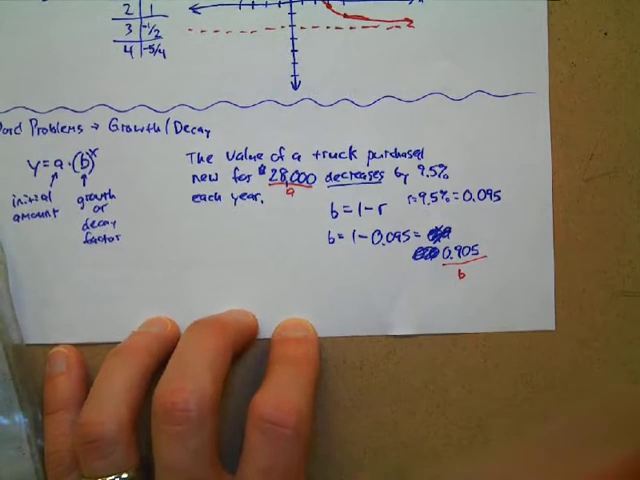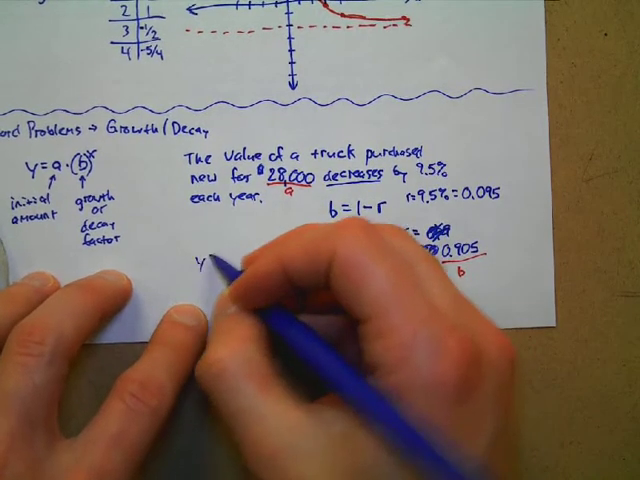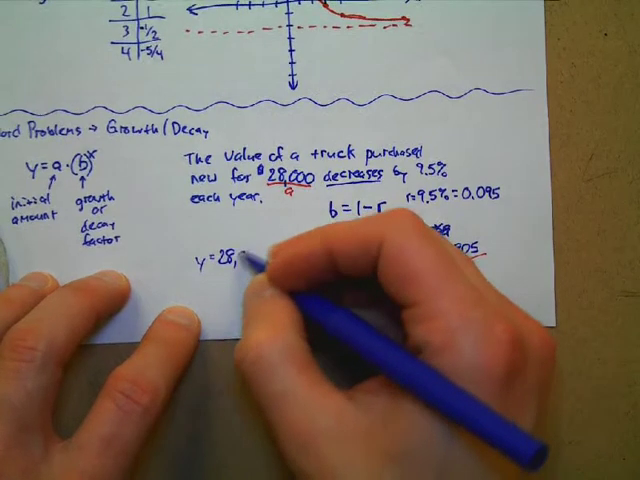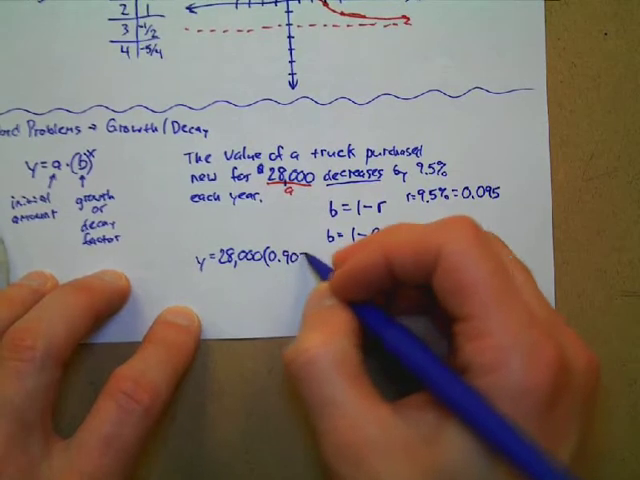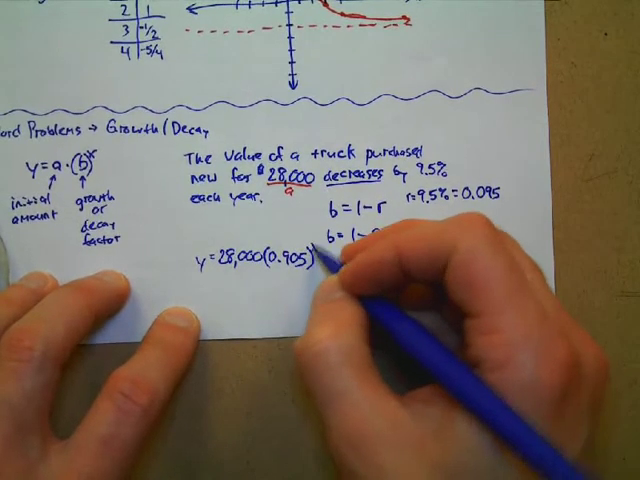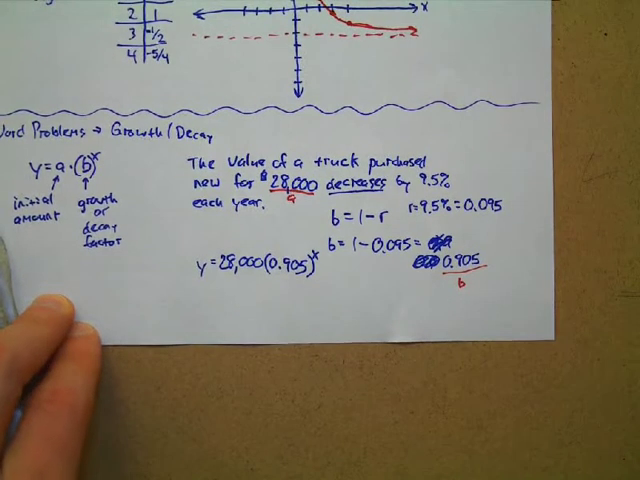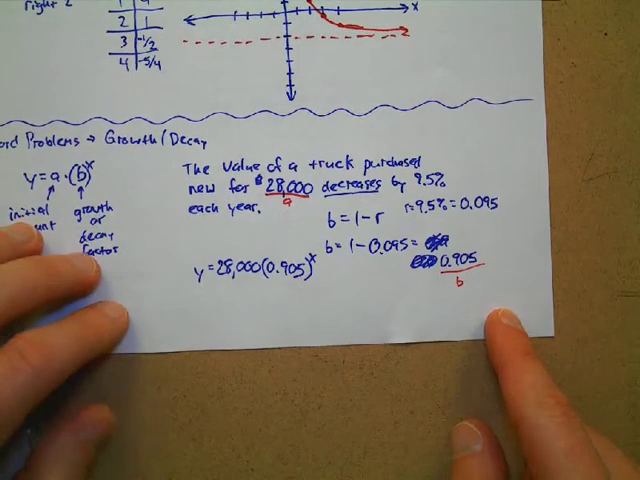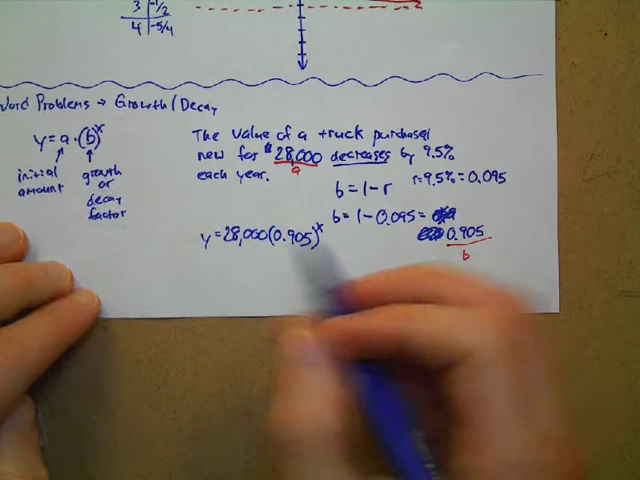So the formula would be y equals A, 28,000, times B, 0.905, to the t or to the x, whatever variable you want to use there. Again, t is used because we're typically talking about time, the decay over time. So there's our equation that describes how the value of the truck decays over time.